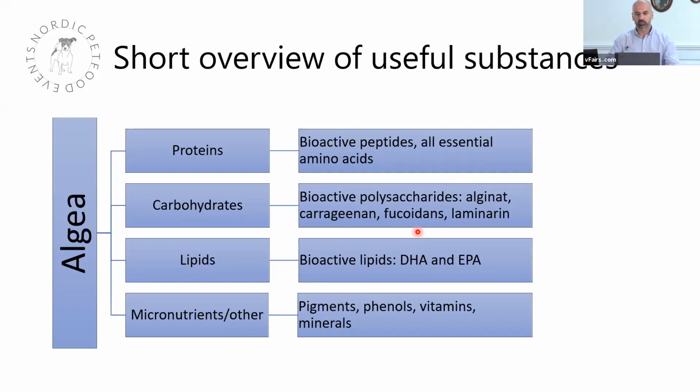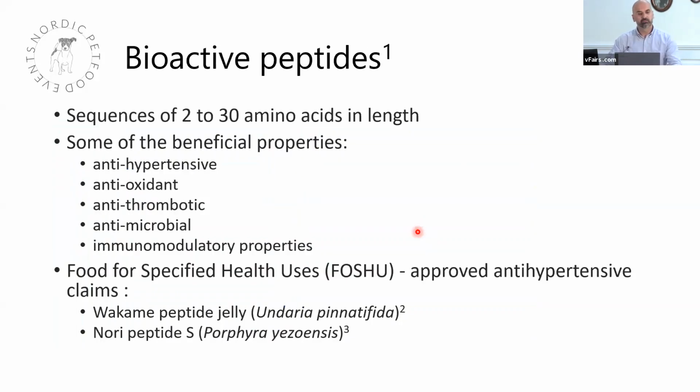Carbohydrates, we have bioactive carbohydrates or polysaccharides, such as alginate, carrageenan, fucoidins, or laminarin. Lipids, there we can mention DHA and EPA. We have also mentioned pigments, vitamins, and minerals for micronutrients and others. So we can explain bioactive peptides. For example, those are the peptides which consist of 2 to 30 amino acids.